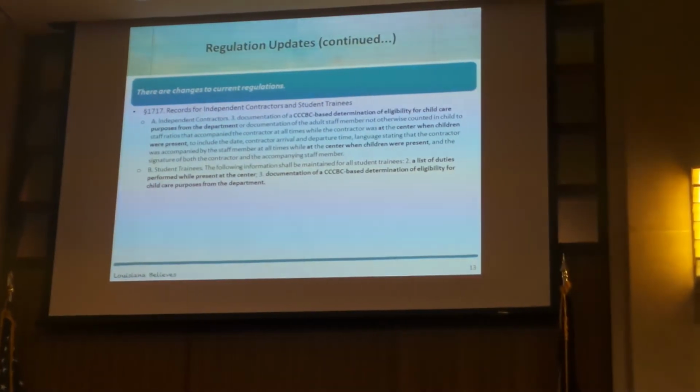fingerprint-based satisfactory criminal background check. But now it says documentation of the CCCBC-based determination of eligibility for child care purposes from the department. And we used to have a number 5 there that was talking about the SCRs and stuff. That is no longer there. That's the change, okay? So let's go to the next one.